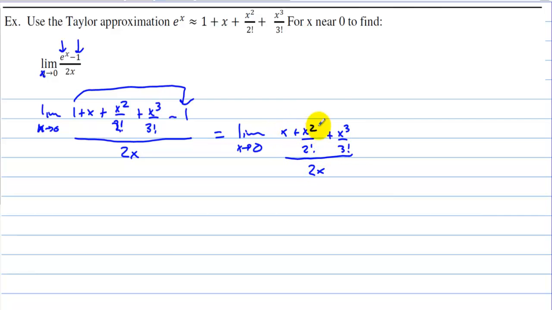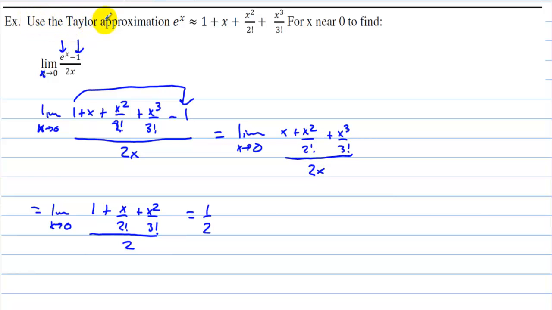Well, every term can be reduced by an x, so let's do that. We have equals the limit as x approaches 0 of, this will be 1, plus x over 2 factorial plus x squared over 3 factorial, and then this is going to be over 2 now. Well, now we can plug 0 in, and 0 over 2 factorial is 0, 0 over 3 factorial is 0, so we have 1/2.